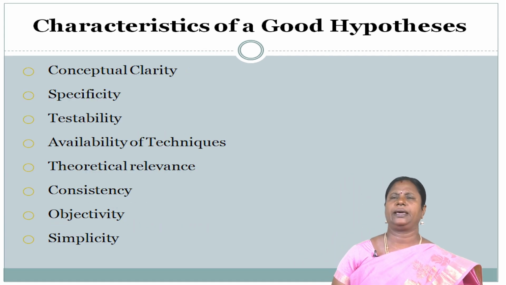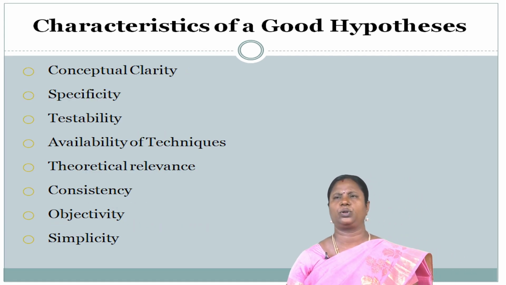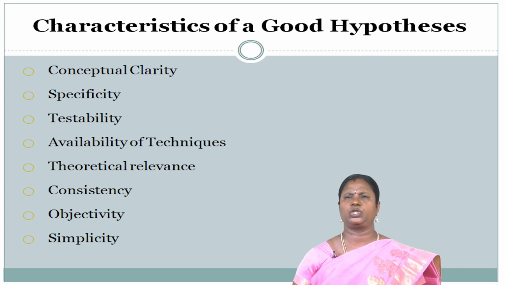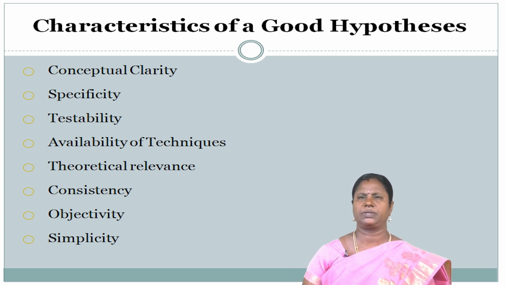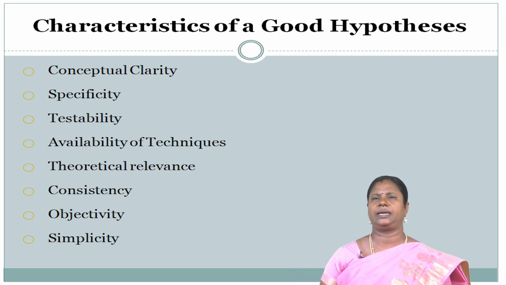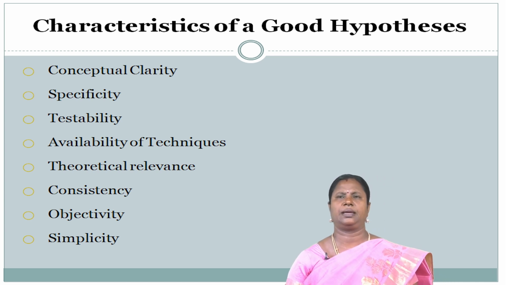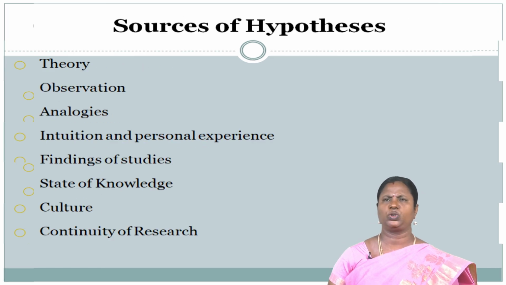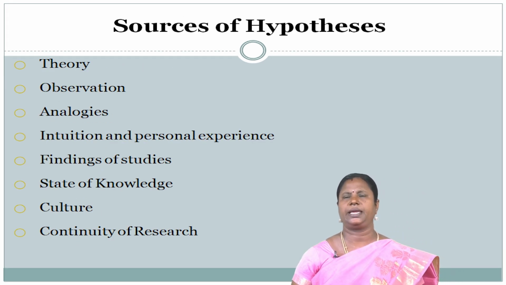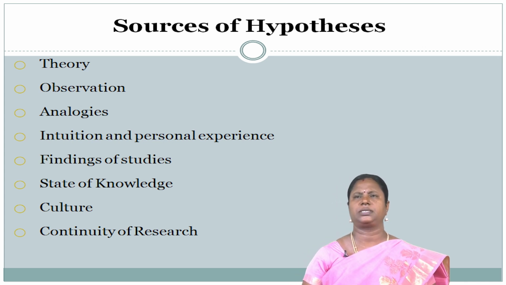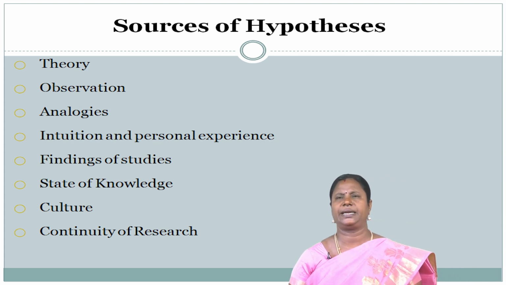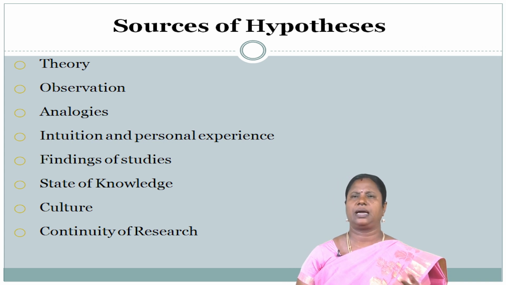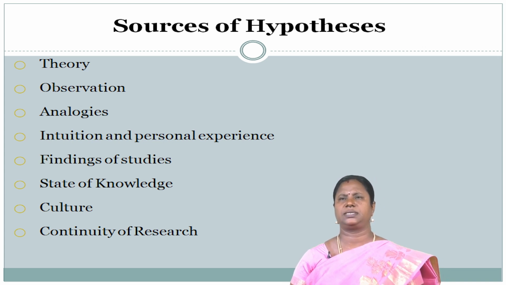Next one, characteristics of a good hypothesis: conceptual clarity, specificity, testability, availability of technique, theoretical relevance, consistency, objectivity and simplicity. Sources of hypothesis: theory, observation, analysis, intuition and past experience, findings of studies, state of knowledge, culture, continuity of research.